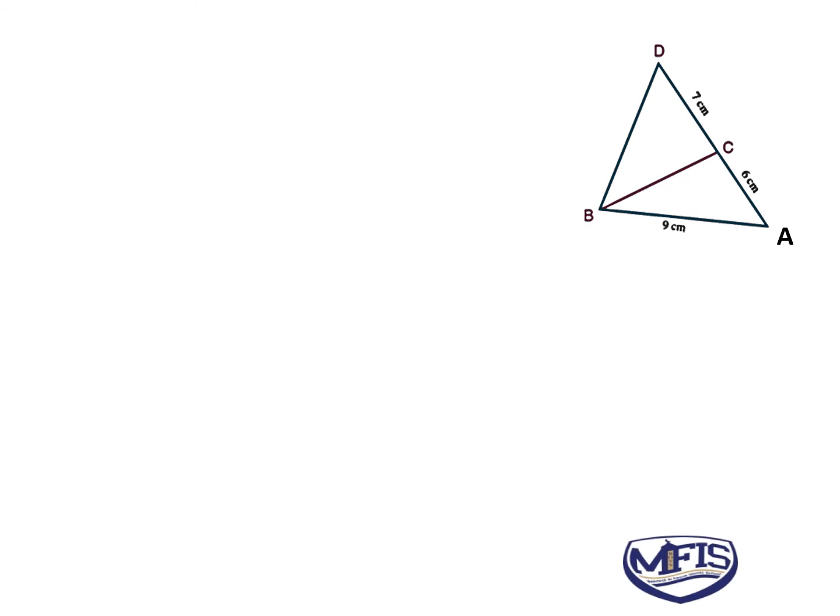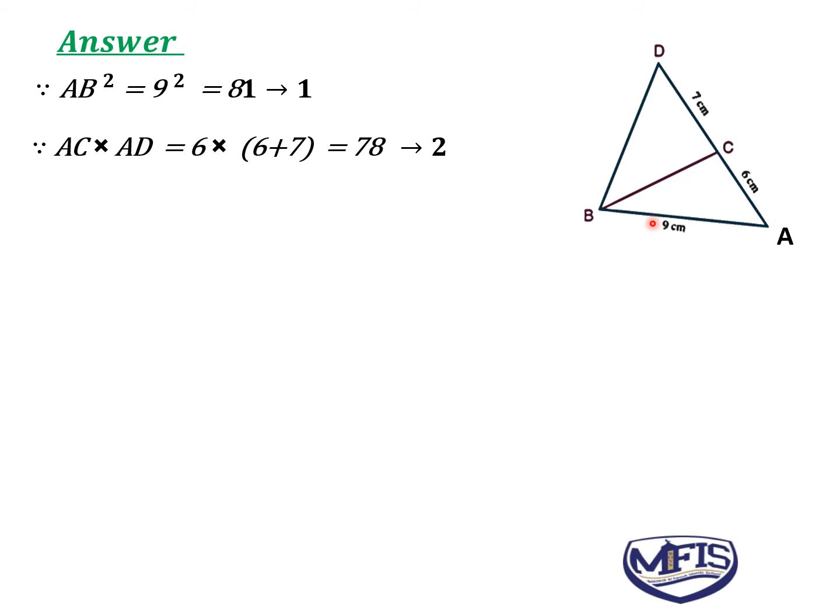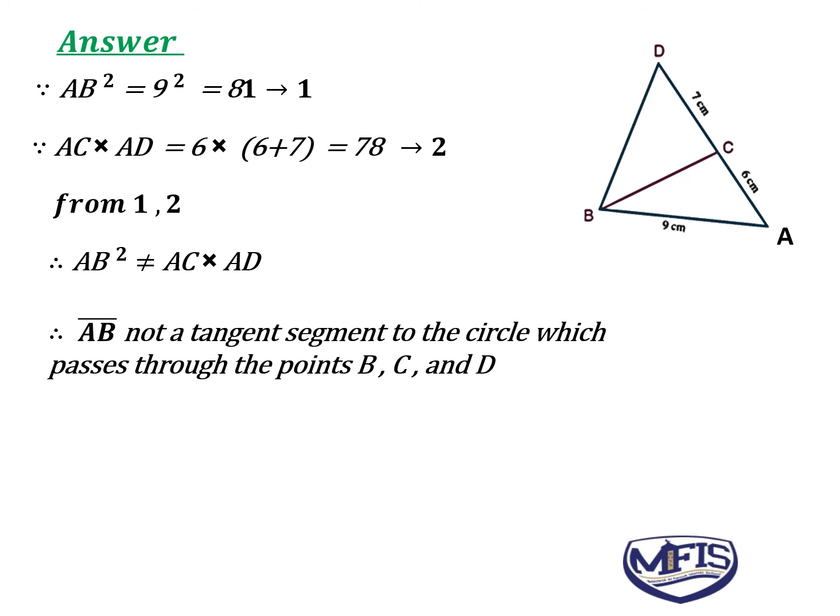Another example: to check whether AB is a tangent, I will find AB square. AB square equals 9 to the power of 2, which is 81. Then I will find AC times AD. AC is 6, and AD is 6 plus 7, which is 13 centimeter. So 6 by 13 will be 78. And this is number 2. From 1 and 2, we find that AB square is not equal to AC times AD. Then AB is not a tangent segment to the circle which passes through the points B, C, and D.